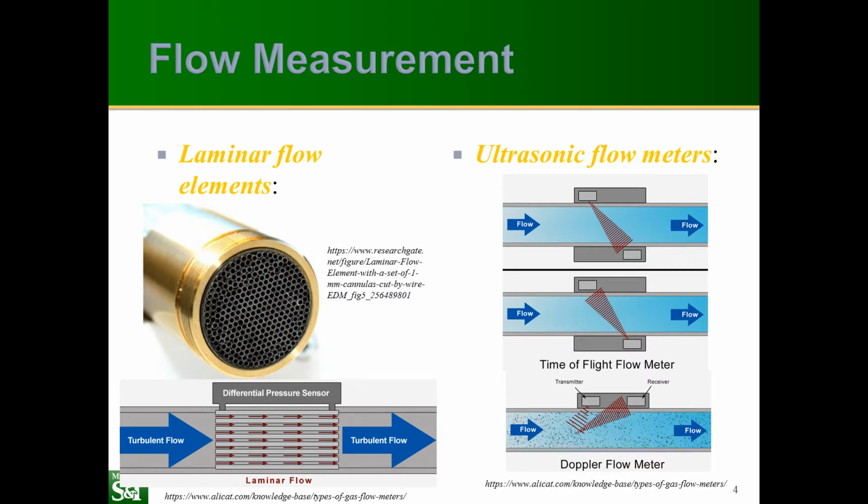What's really convenient about ultrasonic flow meters is they can be just clamped on the outside of an existing pipe, so you can add one to a system without having to make extensive modifications.